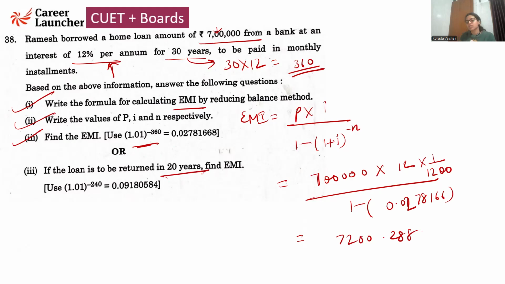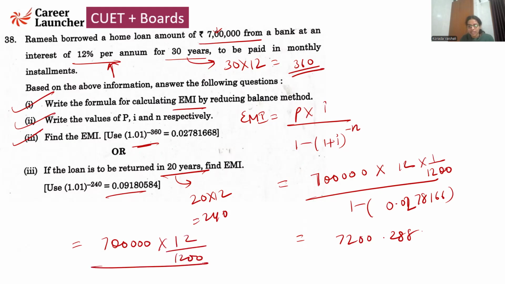And now if it is repaid in 20 years, the number of installments will be 20 into 12, which is 240. Now the values will be the same, only the denominator is basically changing. So this is 7 lakh multiplied by 12 divided by 1200, over 1 minus 0.09180. So this is approximately coming down as 7,707.3. So this is the approximate value that we can write down.